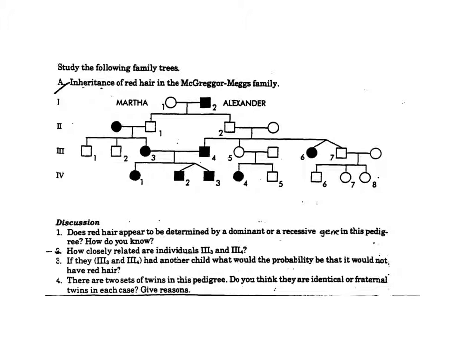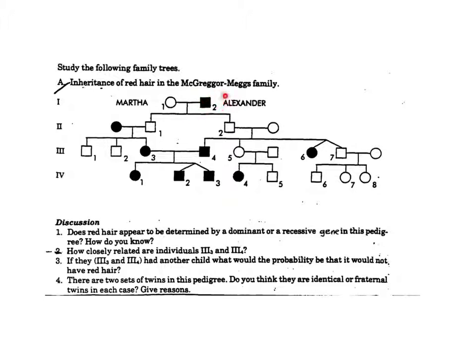Okay, here we've got a pedigree about inheritance of red hair in the McGregor-Meggs family. So each row is a different generation. So if you like, these are children, these are their parents, these are their grandparents, and these are their great-grandparents. The shaded one indicates the one that is affected. So in this case, affected with red hair. Sounds funny saying affected, but anyway.